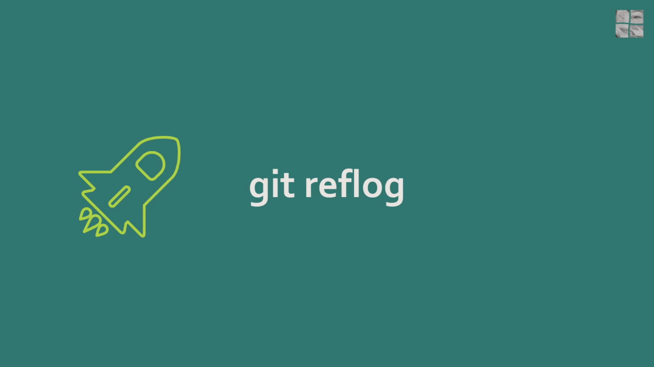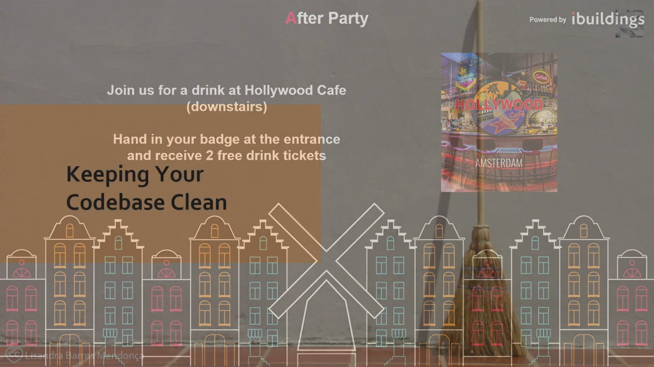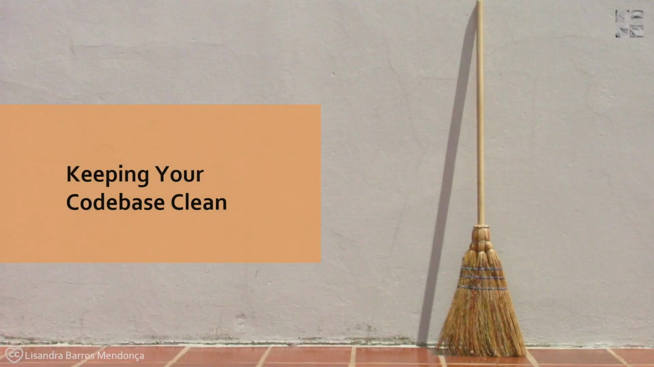Now, we've talked about having clean commits, keeping your history clean. Now, what about keeping your code base clean? I also think that's an important thing because you don't want to have things accidentally committed to your code base which shouldn't be there. So keeping your code base clean, Git has a couple of tools for that.